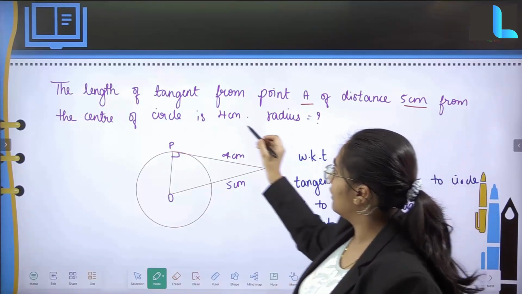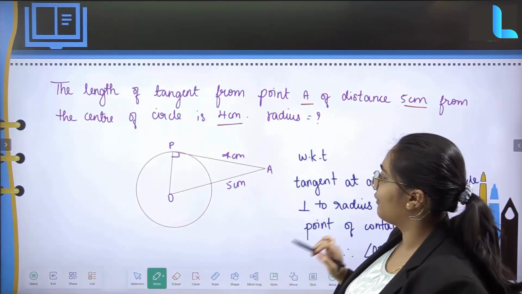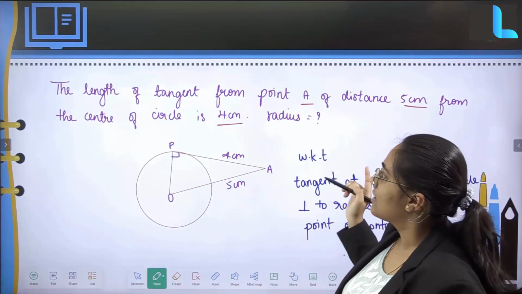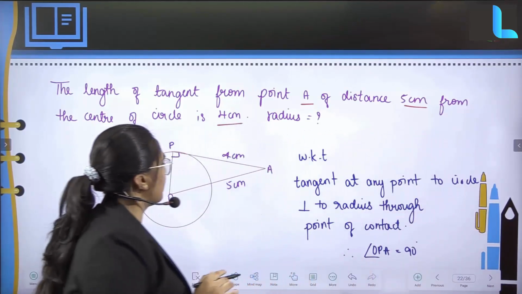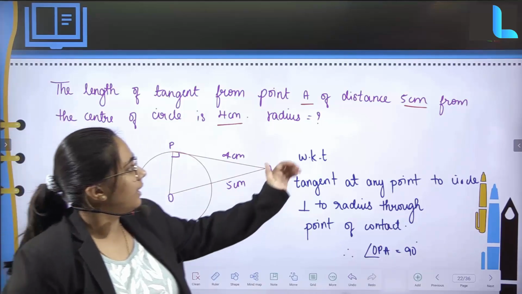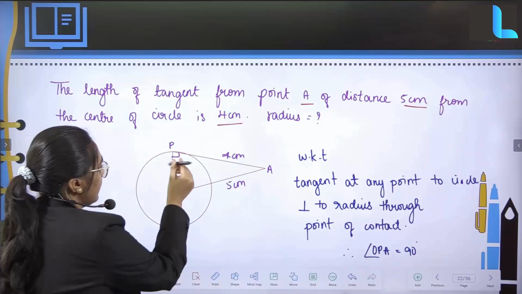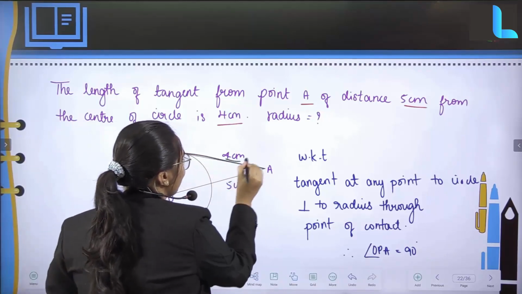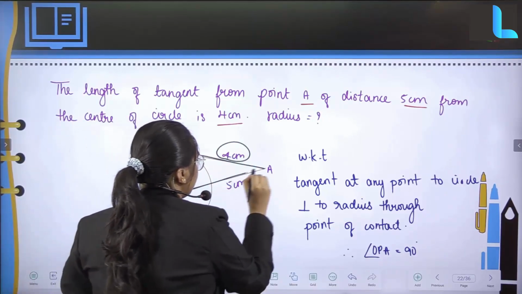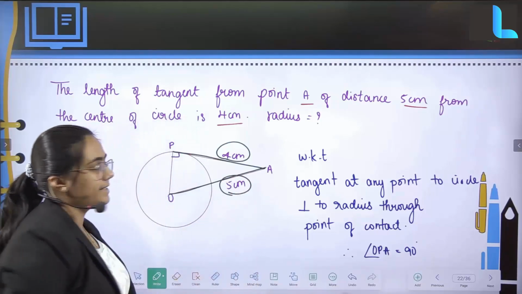Next question: the length of a tangent from a point A at a distance of 5 centimeters from the center of the circle is 4 centimeters. You have to find out the radius basically. So the length of the tangent is 4 centimeters, and from the center the distance is going to be equal to 5 centimeters.